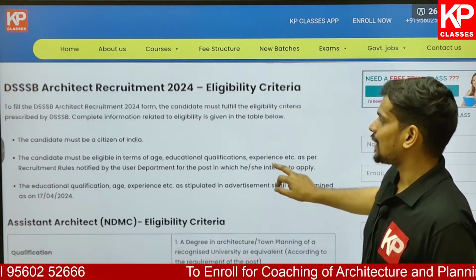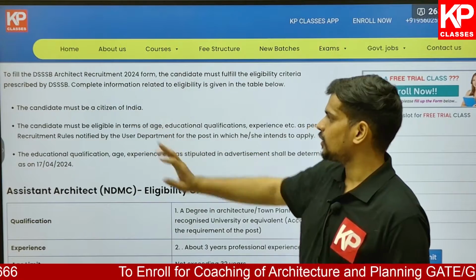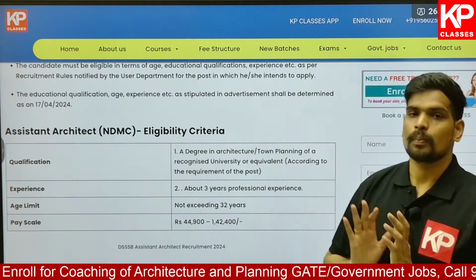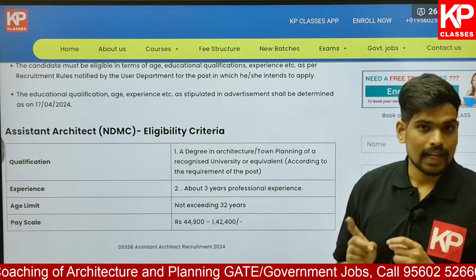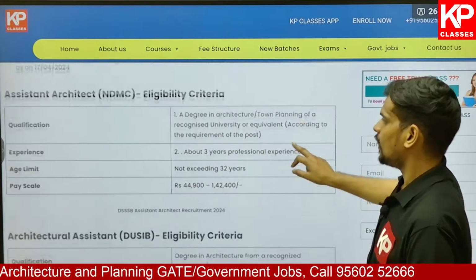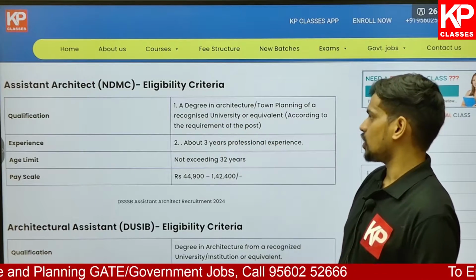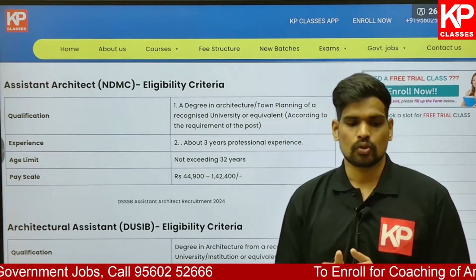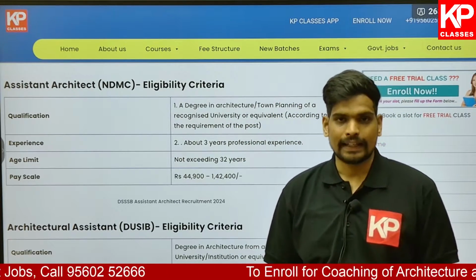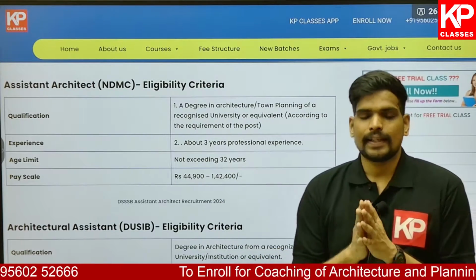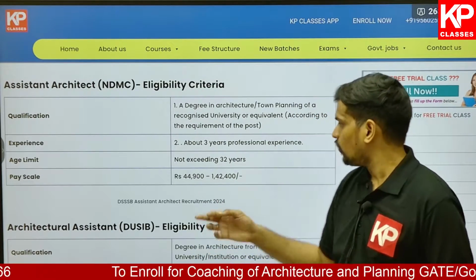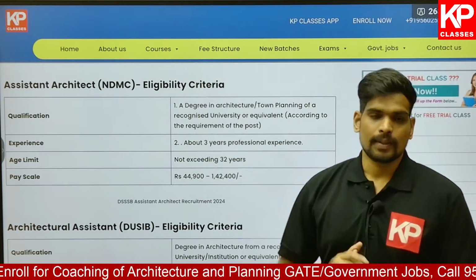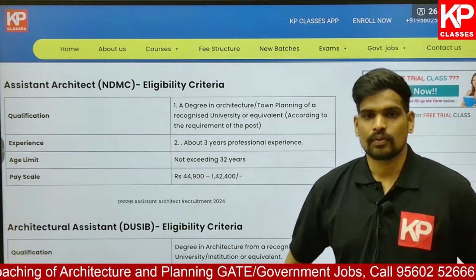As far as the eligibility criteria is concerned, the candidate must be a citizen of India, should have the minimum educational qualification, and also should meet the age criteria. So anyone across India is eligible to apply for these posts. As far as the qualification, you should be a graduate of architecture or planning. In simple terms, you should have either a B.Arch or B.Plan degree in order to apply for the post. B.Tech civil candidates are not eligible. It is architecture or town planning from a recognized university. They are eligible for these 9 posts of both NDMC and DUSIB.